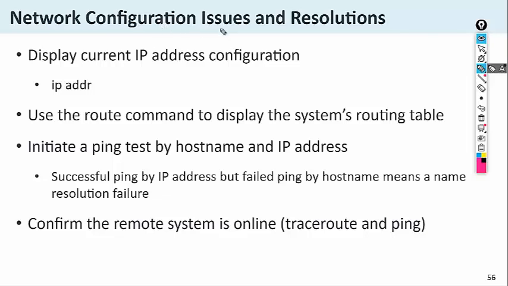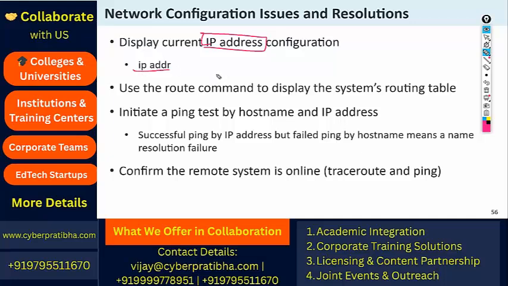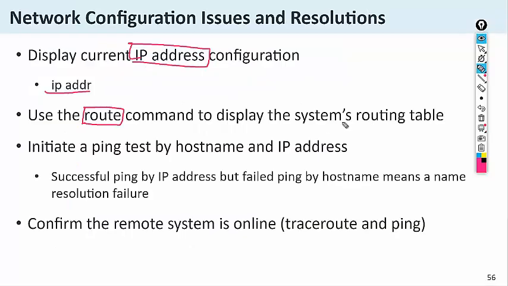For network configuration issues, first is a possible problem with the IP address. You can run the ip addr command to check the IP address. You can also use the route command to display the system routing tables. And initiate the ping command: use ping followed by a host name or an IP address to check the connectivity.